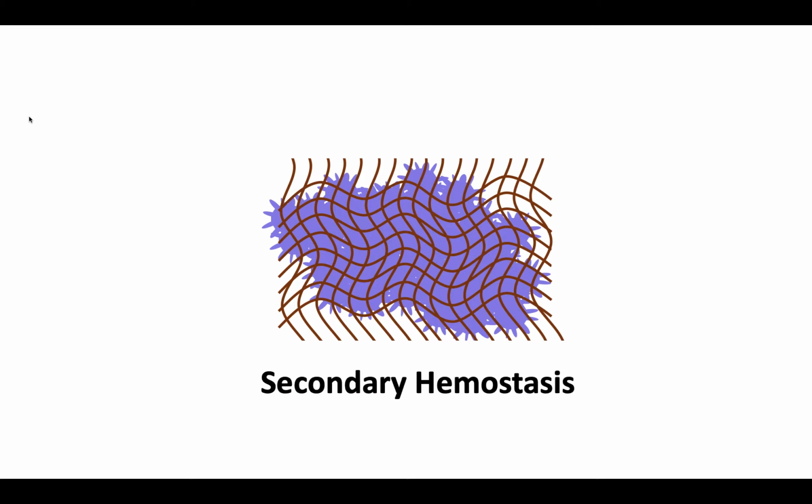Following secondary hemostasis, the fibrin clot is broken into its constituent fibrin degradation products in a process called fibrinolysis. Fibrinolysis brings the whole process of endothelial injury repair to an end.